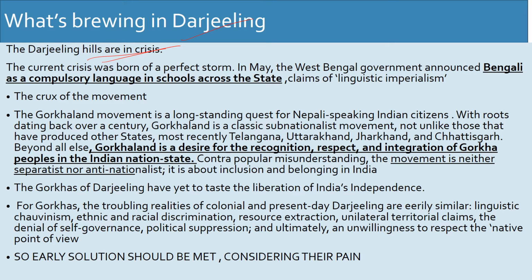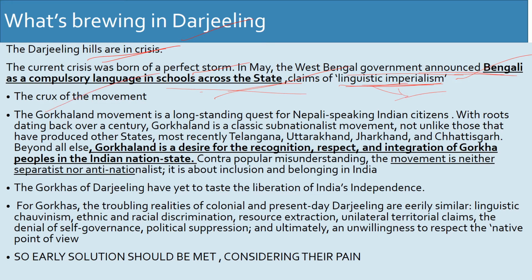And then this article tries to say that the current crisis is like a storm. It is because of the Bengal government's decision for a compulsory language in schools across the state, that is, Bengali should be a compulsory language in schools across the state. So the article claims this as linguistic imperialism, that is, enforcing the language on the people of Gorkha. So this article tries to bring in the crux of the movement.